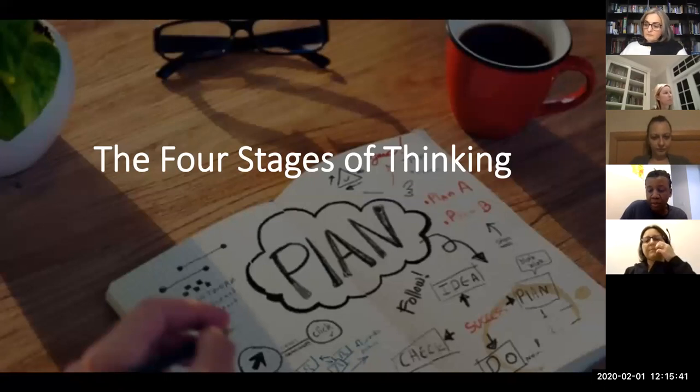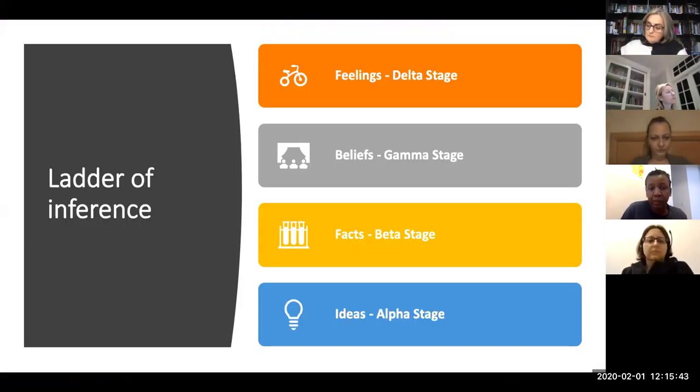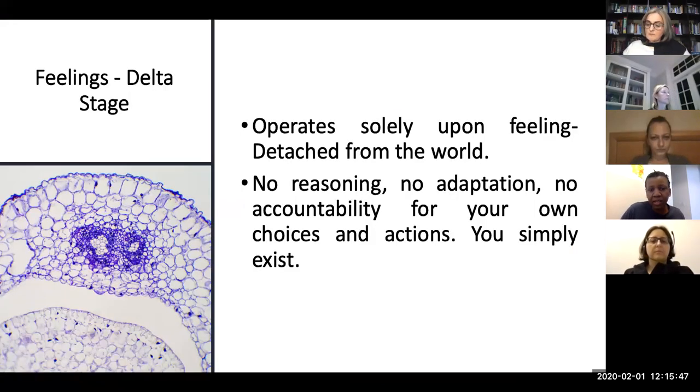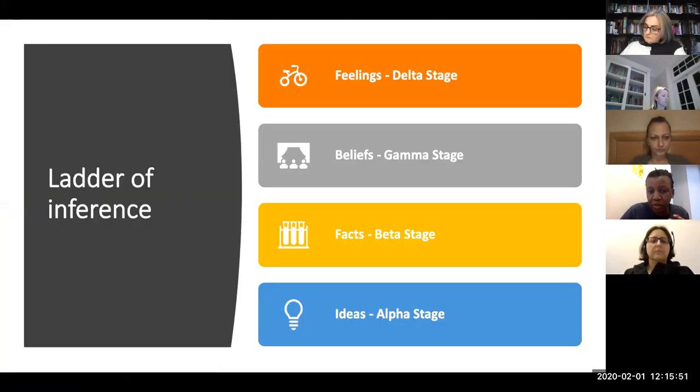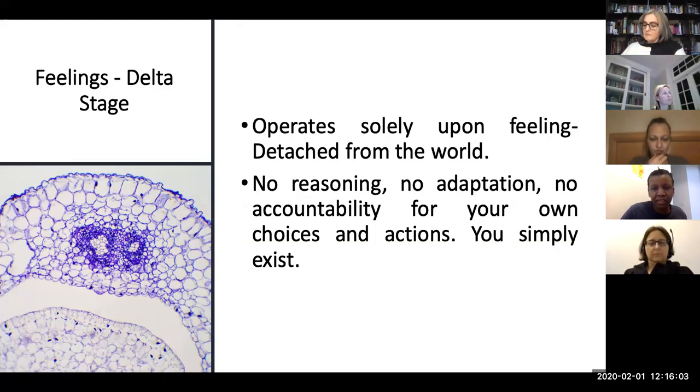The first one is the feeling stage. Let's just go back to the summary of it. So you have the feeling stage, you have the beliefs stage, you have the fact stage, and you have the ideas stage. So the feeling stage is that we are just thinking about how we feel. Everything is just about feelings.